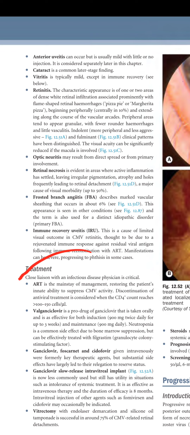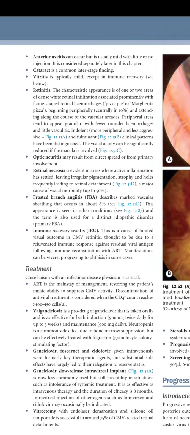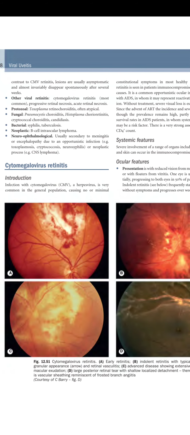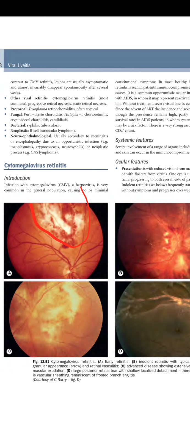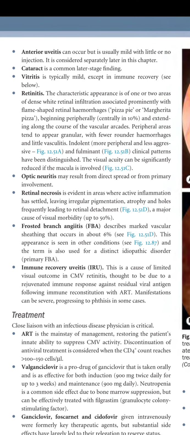So very important, it is occurring along the course of a vascular arcade, and it has whitish retinal lesions, and between them is hemorrhage. We can see in the figure an early retinitis. You can see that it is a whitish lesion and there is a hemorrhage associated with it. Peripheral areas tend to appear granular with fluffy rounded hemorrhage and little vasculitis. Indolent, more peripheral and less aggressive and fulminant clinical patterns have been distinguished. The visual acuity can be significantly reduced if the macula is involved.